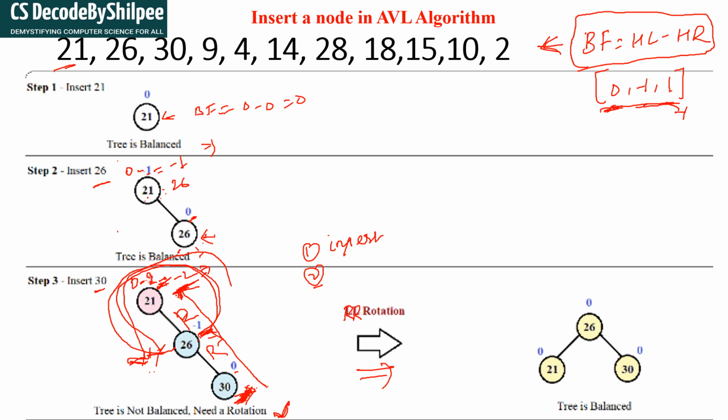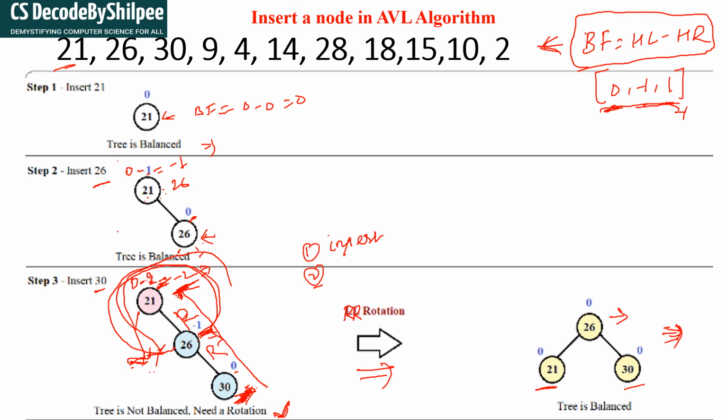So if I calculate, the mid, 26, will become the root, and 21 will come down, because performing left rotation means 21 comes down, so that will become the left child, and 30 is the right child only. After the rotation we got this final tree, and now we'll calculate each and every node's balance factor. Is there still any node violating the AVL property? If it is still violating the property, again we'll perform the rotation.